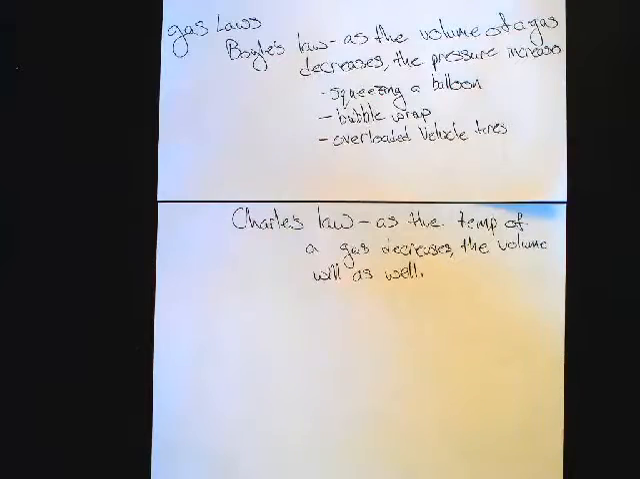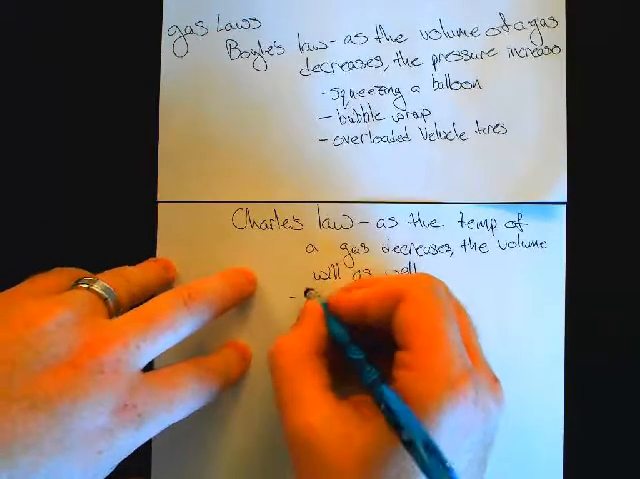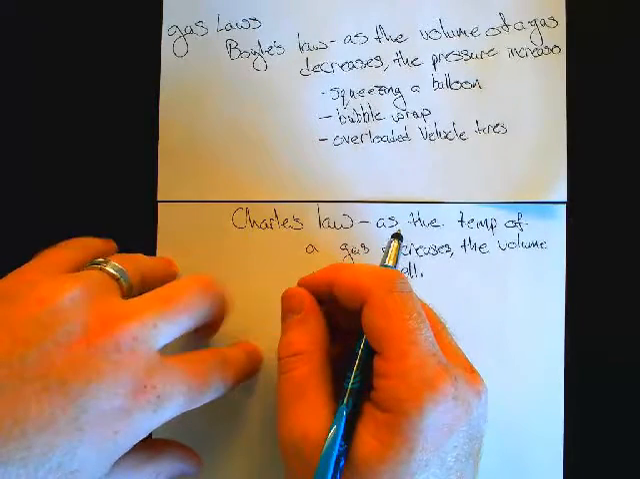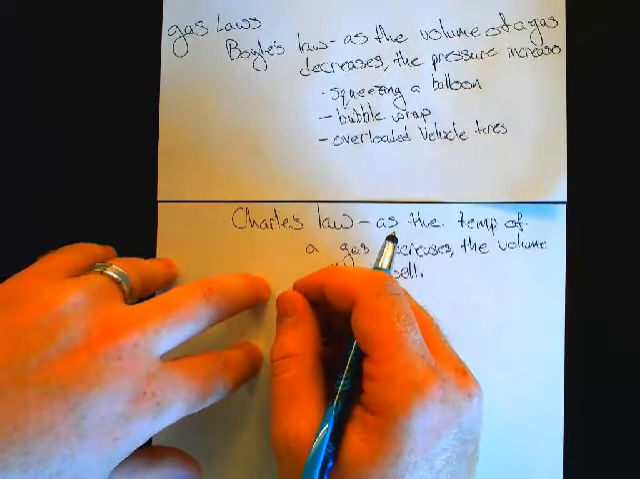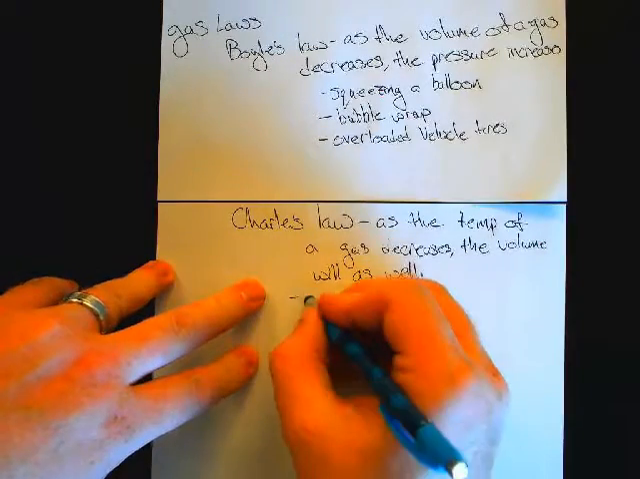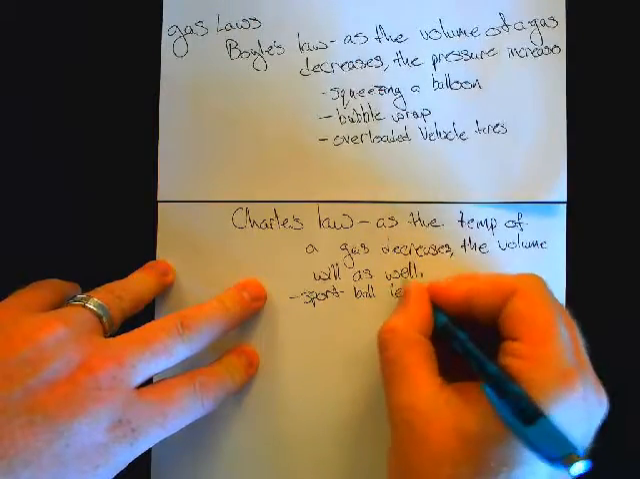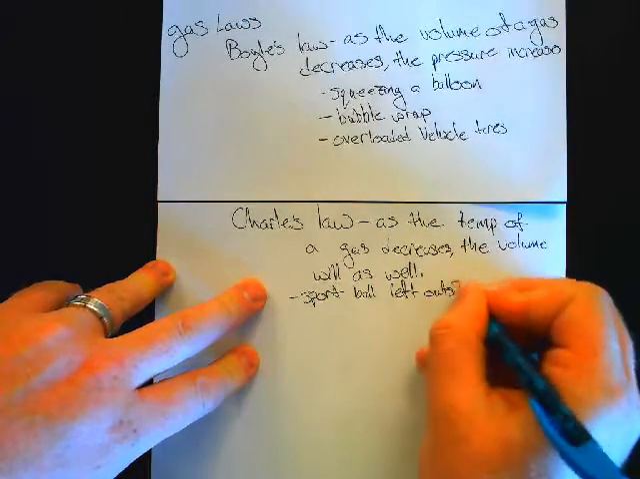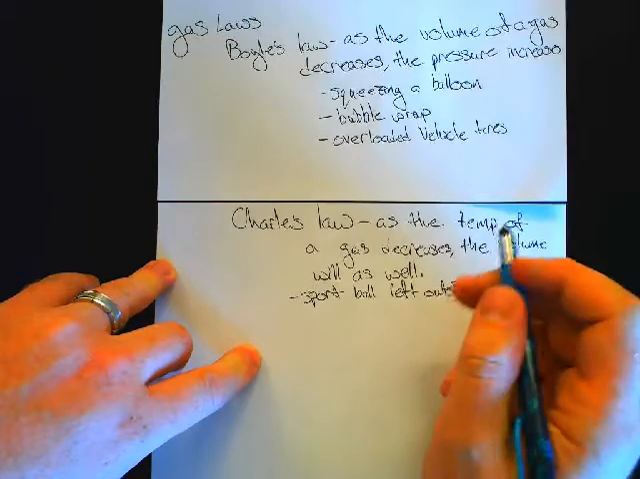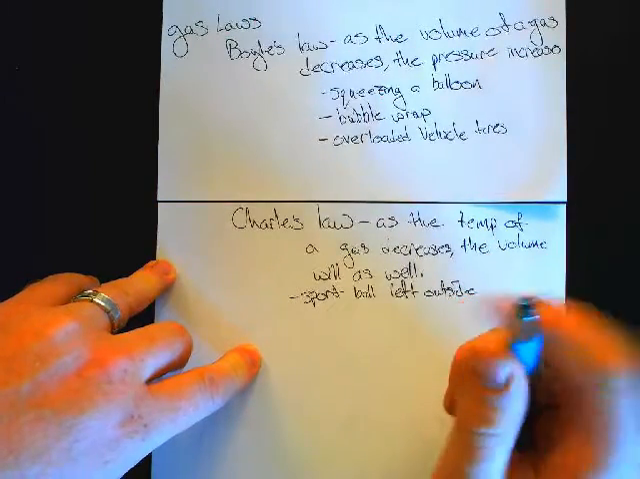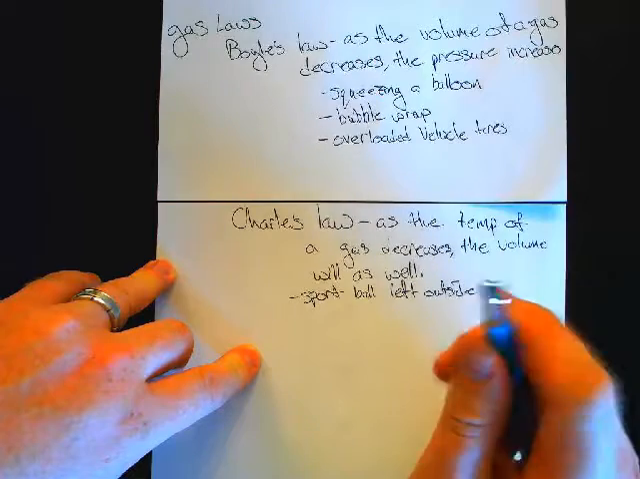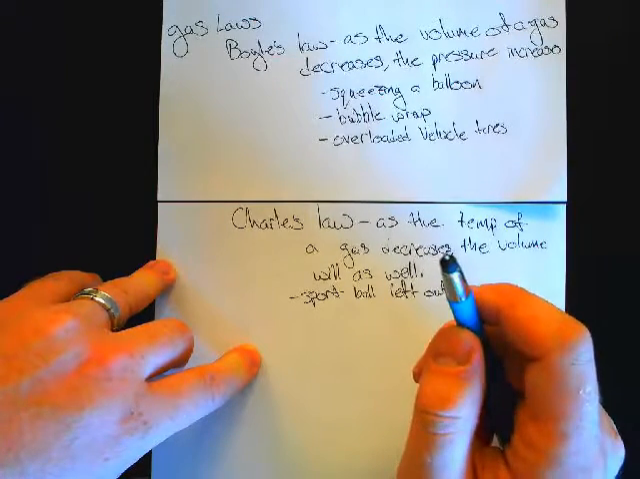Go ahead, Caleb. A basketball. All right, sounds good. Actually, any sports ball. So if you leave a sport ball outside over the winter, you'll notice that it definitely shrivels up. Others. Other examples of Charles' law, where temperature changes the volume.